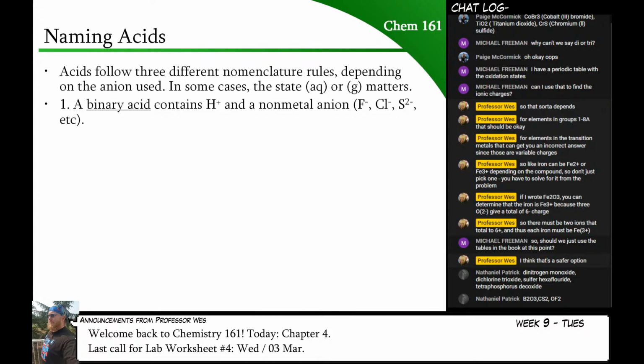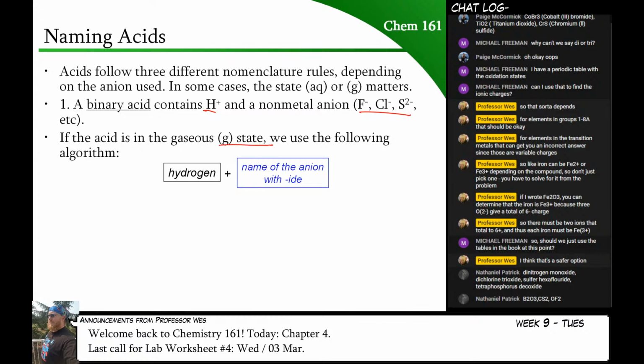is the binary acid. The binary acid matches H plus with some other nonmetal. And the state for this matters. So if the state is gaseous, the way that you name it is you write the word hydrogen, and then the name of the anion with "ide." You don't write a plus. So something like this would be hydrogen fluoride, not fluoride, I misspelled it. Fluoride, if it's a gas.